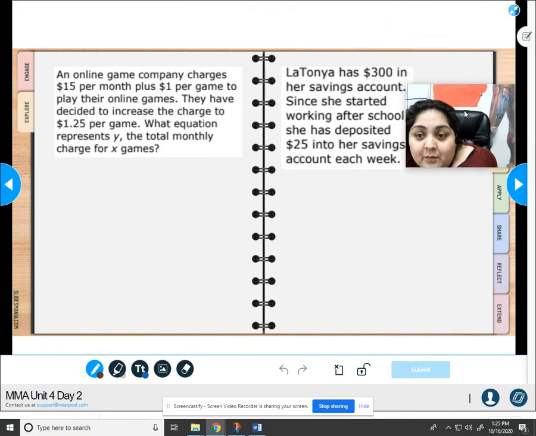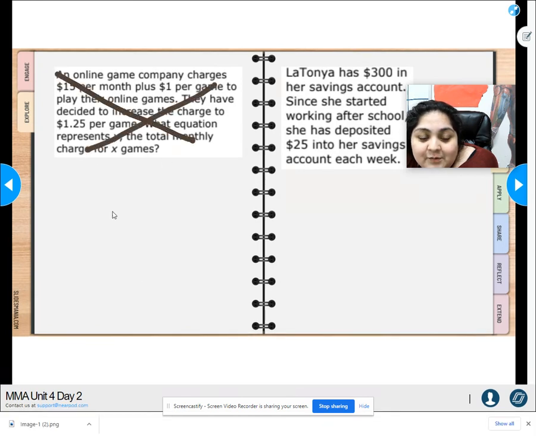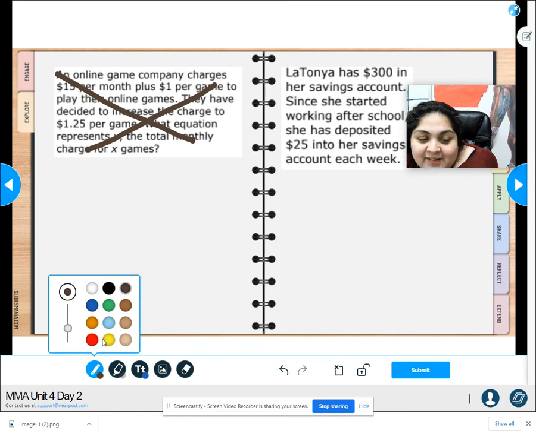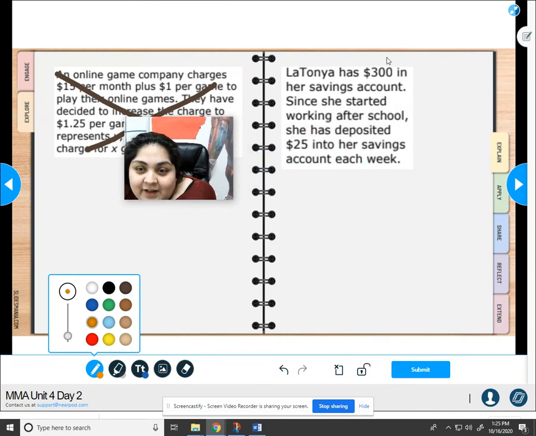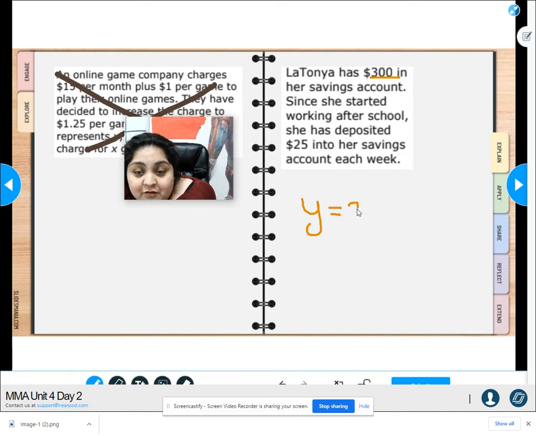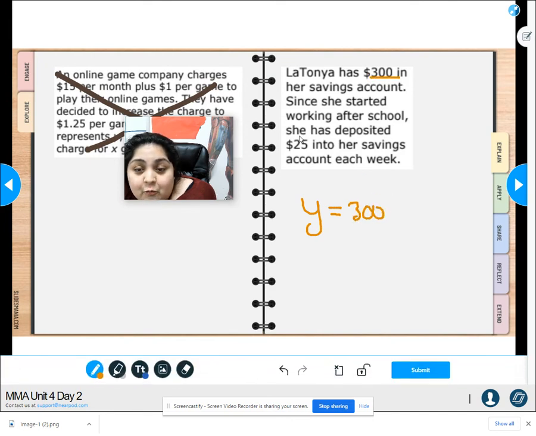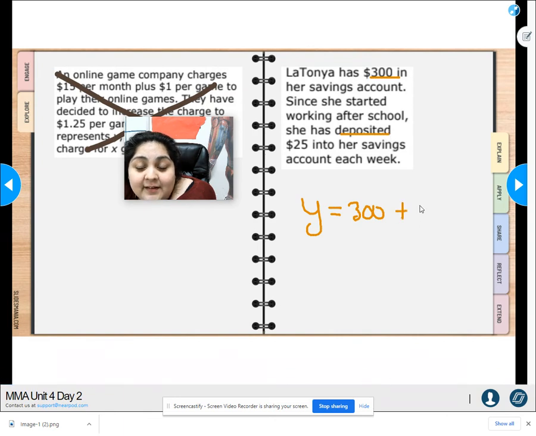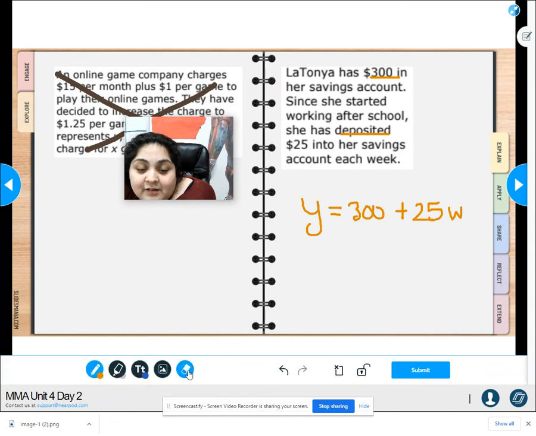Okay. Word problems. Again, this was the online game company. We did this one already. I crossed it out because we did it already. Sorry, I guess I copied it twice. Okay, this one right here. She has $300 in her savings account. Since she started working after school, she deposited 25. So y equals the amount of money that you start with, which is 300. Depositing means adding, and you're adding 25 per week. Well, we're going to use x.